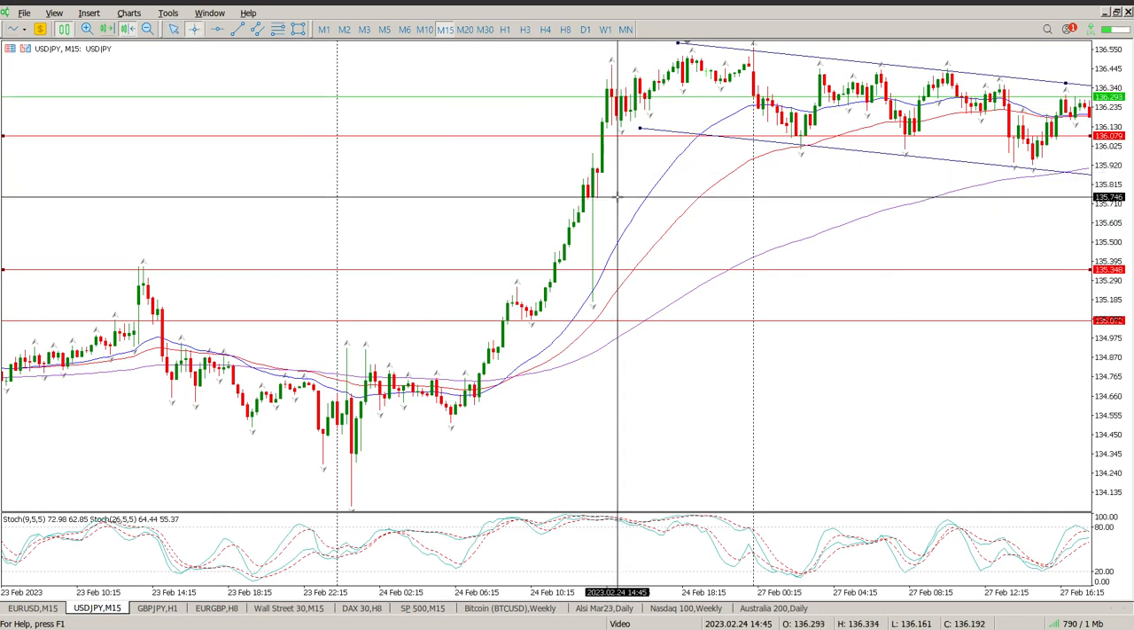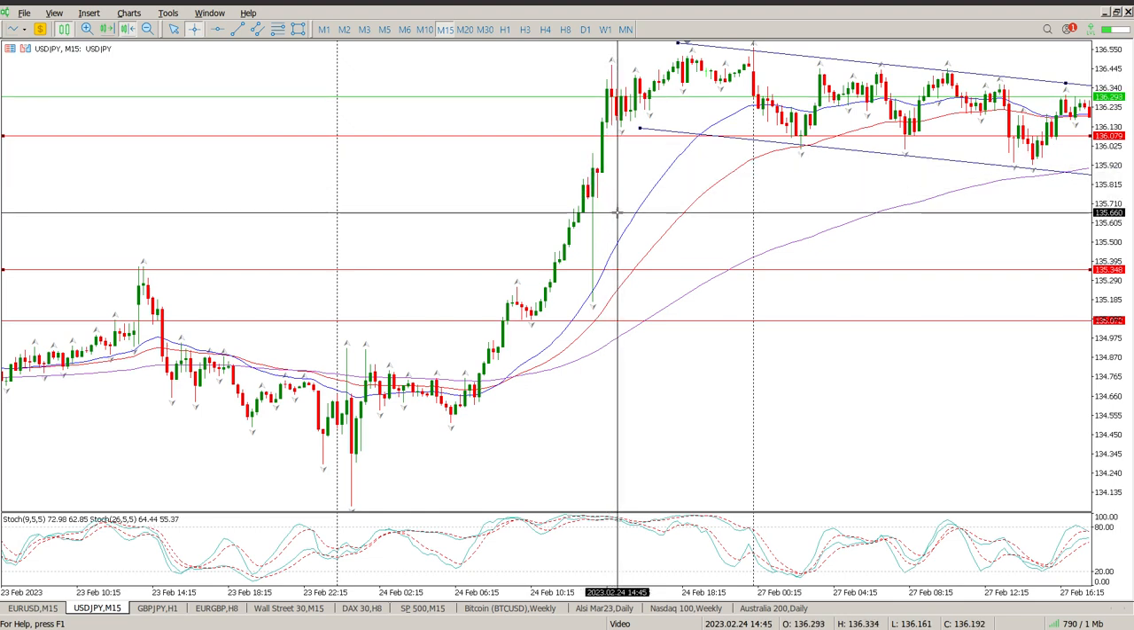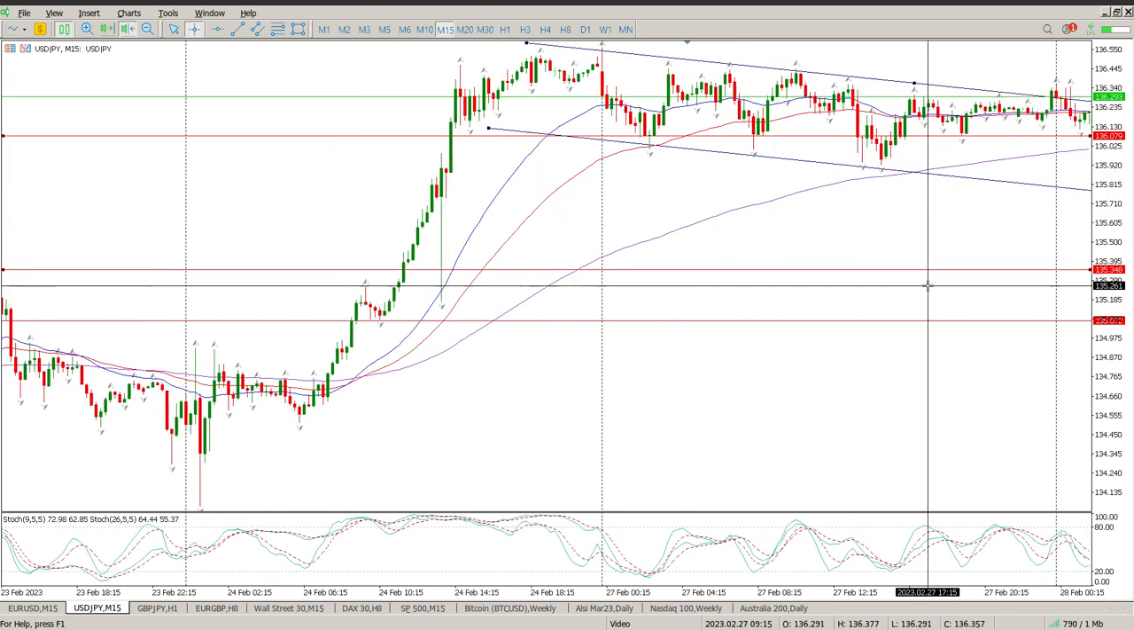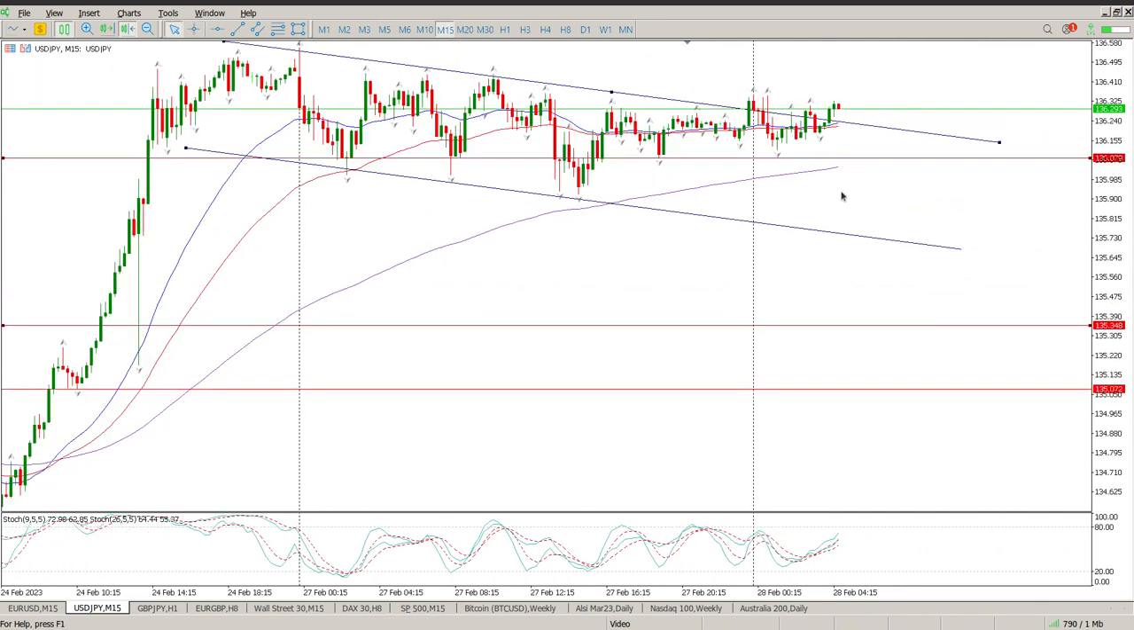Sorry, no, it's not a gap. So that looked like a gap, but it's definitely not. So that's all nicely closed and structured. So there's no structure here, there's no magnets here. So what you'd be looking at, bottom of this flag at the moment, which would be around 135.736. Break through that, then you're looking for a move to the downside.